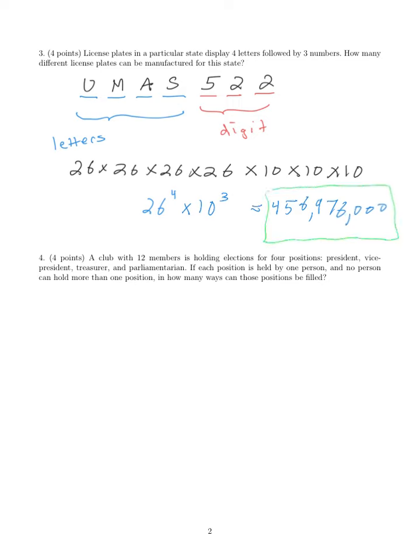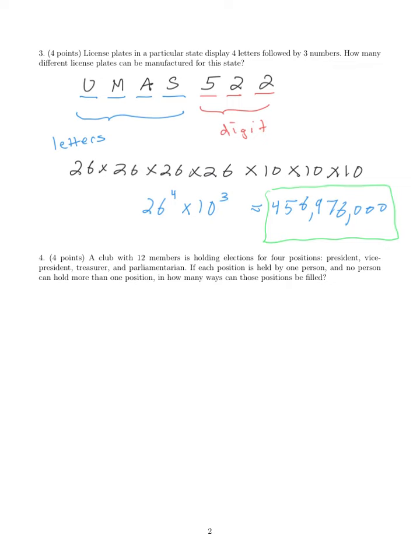For question 4, we're told a club with a total of 12 members is holding elections for 4 different positions: president, vice president, treasurer, and the parliamentarian. We are further told that each position can be held by exactly one person. So one person couldn't fill both the president and vice president role. So, in how many ways can these positions be filled?